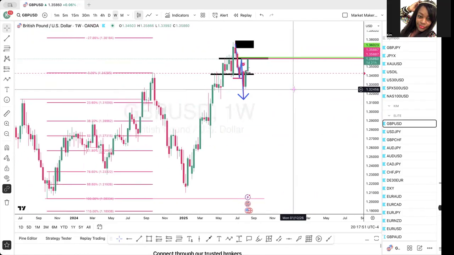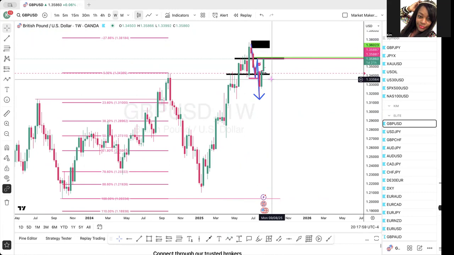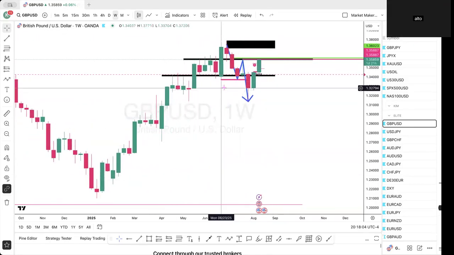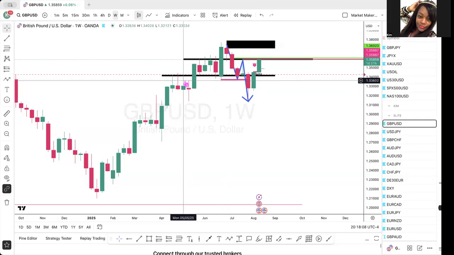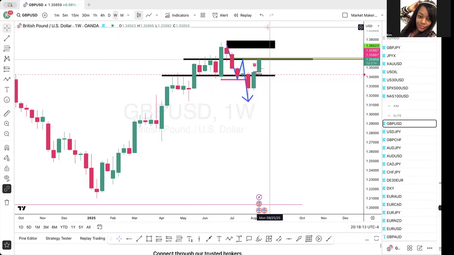Or did it tap to negative 27? Nope, not yet. So this demand zone, sorry, price probably tapped into this demand zone and it's probably going up higher. Now that I see it, that's what I'm seeing.